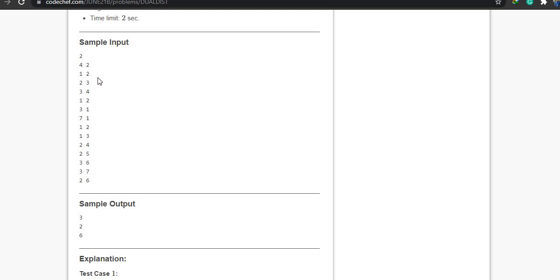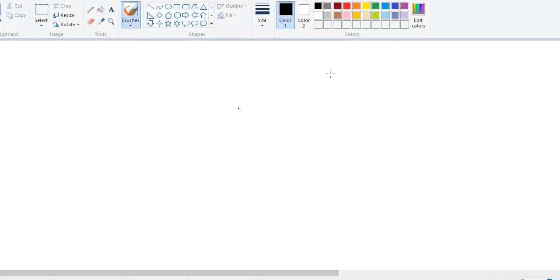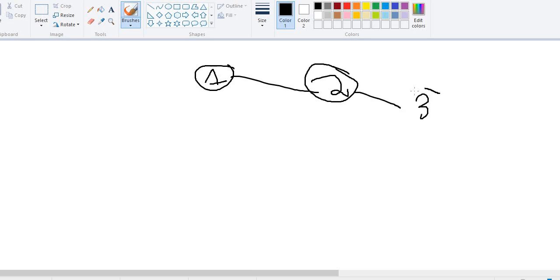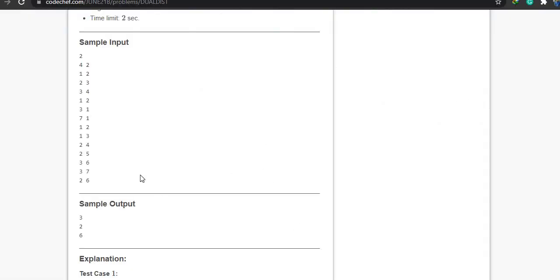Okay, let's discuss the explanation. 4 2 is n and q, there are 4 nodes and 2 queries. 1 2 means 1 is connected to 2, 2 3 means 2 is connected to 3, and 3 4 means 3 is connected to 4. Here we draw the tree and we'll give the output for the queries.